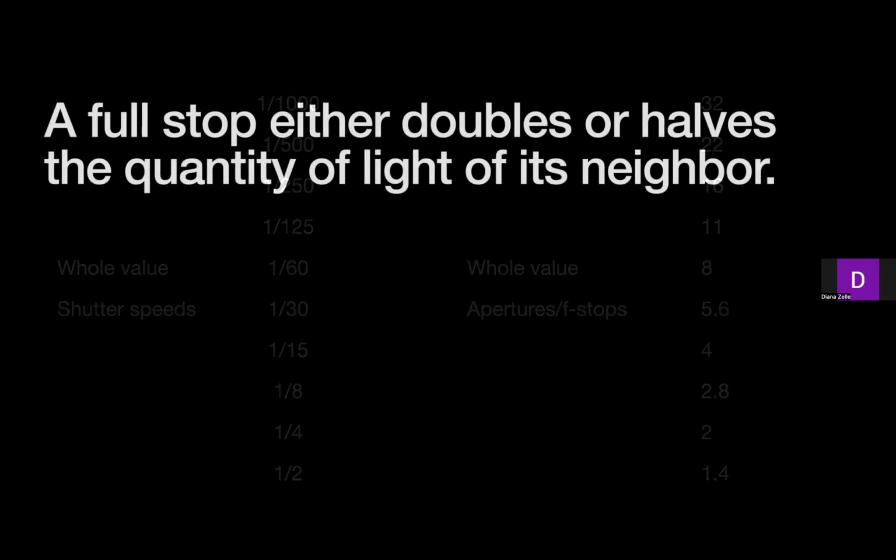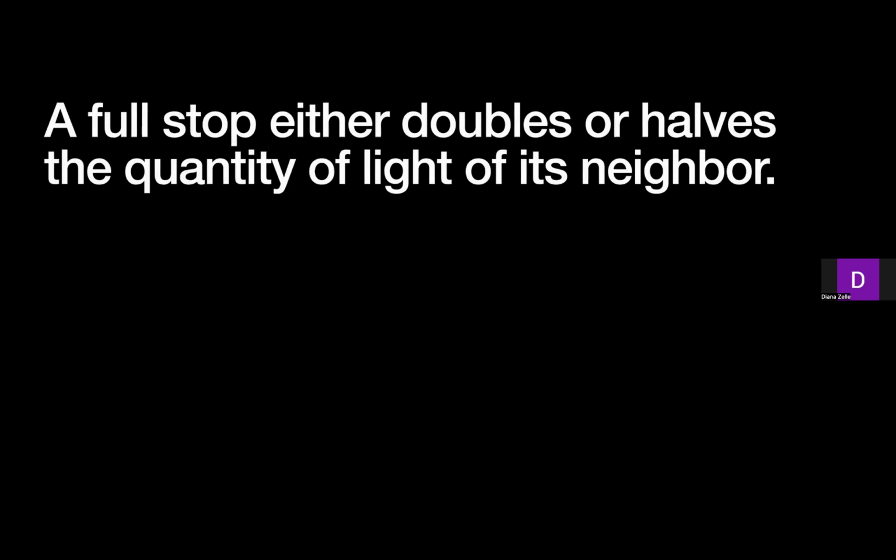But what a stop really means is that you are either cutting the light in half or doubling it. That's what a stop means. So originally, it was about f-stops. F8, being here in the middle, lets in half the amount of light of f5.6 and twice the amount of light that f11 does. So if you're talking full stops, one stop is either going to let in half as much light or twice as much light as the one on either side of it.